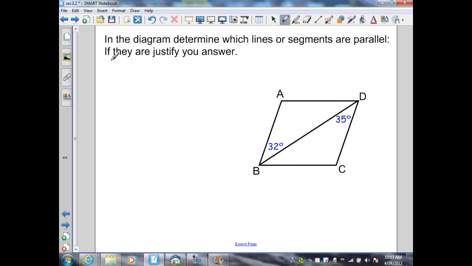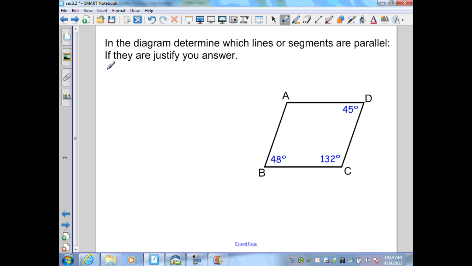Again, they want me to determine which lines or segments are parallel and justify the answer. I'm given two congruent angles. I know they're alternate interior angles because my transversal is BD. The other two sides that help form those angles are AB and DC. By the converse of the AIA theorem, if alternate interior angles are congruent, then the two lines cut by a transversal must be parallel.